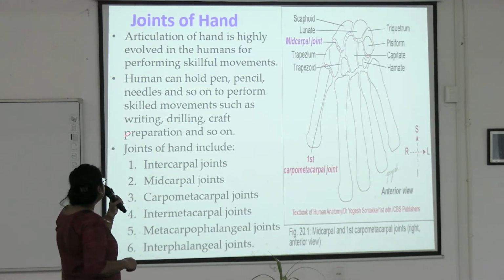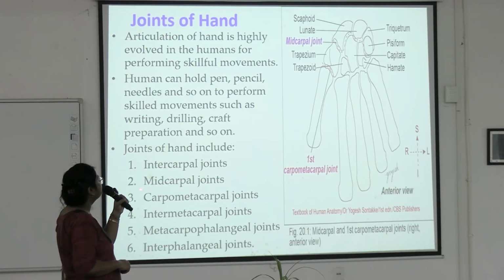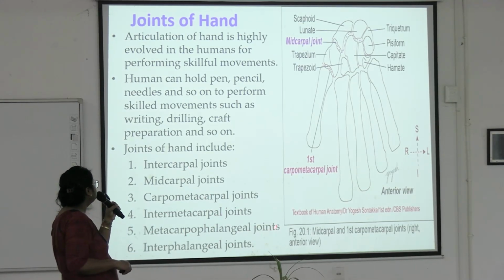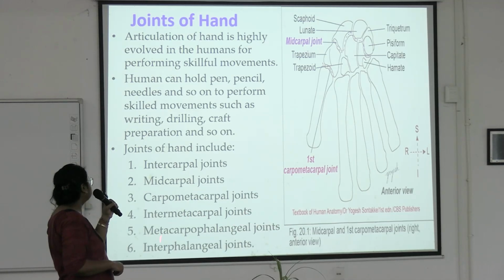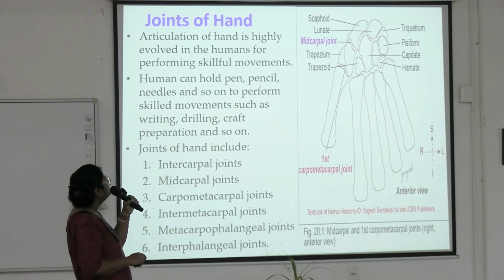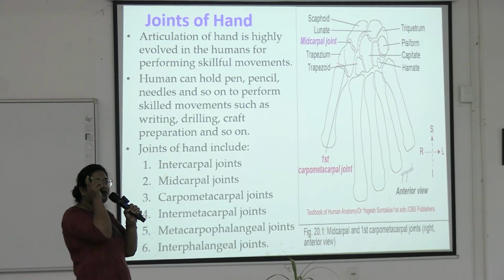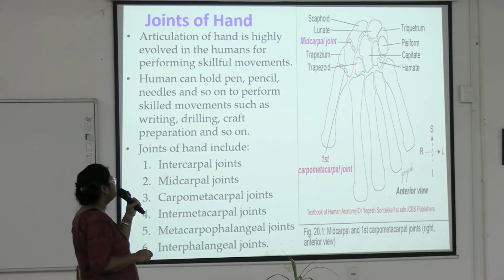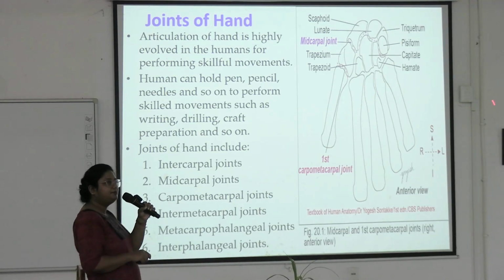and so on. And the joints of the hand include these joints: intercarpal joints, midcarpal joints, carpometacarpal joints, intermetacarpal joints, metacarpophalangeal joints, and interphalangeal joints. See here, these are the intercarpal joints in between the carpal bones. Midcarpal joint between the proximal and distal row of the carpal bones. Carpometacarpal joints between the distal row of carpal bones and the base of the metacarpals.